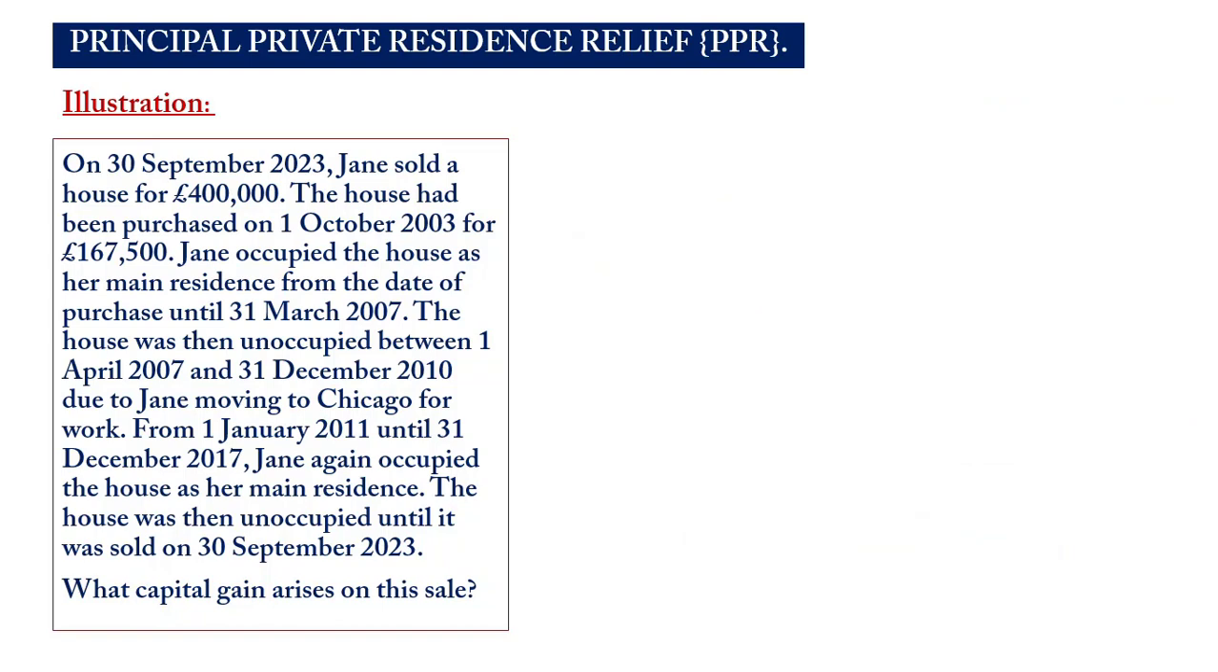Now, calculating the capital gains, we have the proceeds. She purchased the house at once. She sold it for 400,000, so it's 400,000. Then the cost, we don't have any incidental cost of sale, so the cost is 167,500. So this is going to give us, I think, 232,500. Good. Then that is a gain that has arisen.